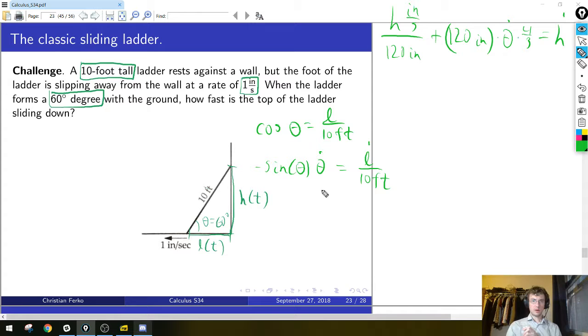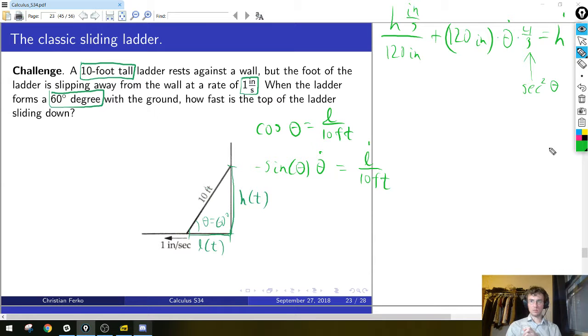Okay, so when theta is 60 degrees, what do I get for... Oh, did I do this wrong? I think I made an algebraic mistake. Where did this come from? This was supposed to be secant squared theta, right?